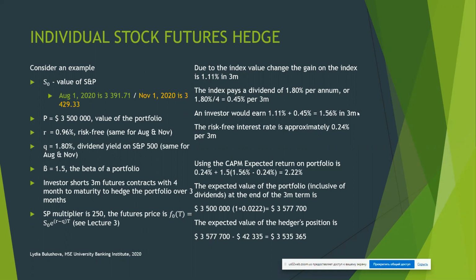So in 3 months' time, an investor earned 1.56. That's the index increase plus the dividend yield, that's an overall interest. So the risk-free rate, where's the risk-free rate? Here is the risk-free rate. We have 3 months, so we have to divide this number by 3. So we apply the CAPM model.